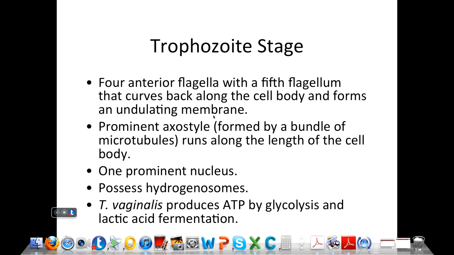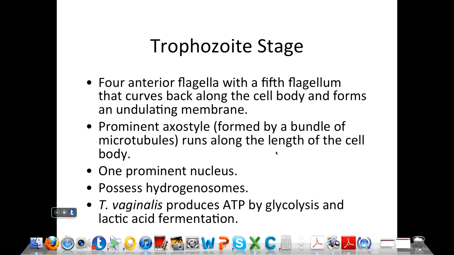Trichomonas vaginalis also has a prominent axostyle, which we learned about in the previous lecture. And this axostyle is really just a bundle of microtubules that runs along the length of the cell body. It's thought that the axostyle gives some support, rigidity, and maybe even a little bit of flexibility to the trophozoite. The trophozoite has just one nucleus, and it's usually very clearly obvious in stained samples.